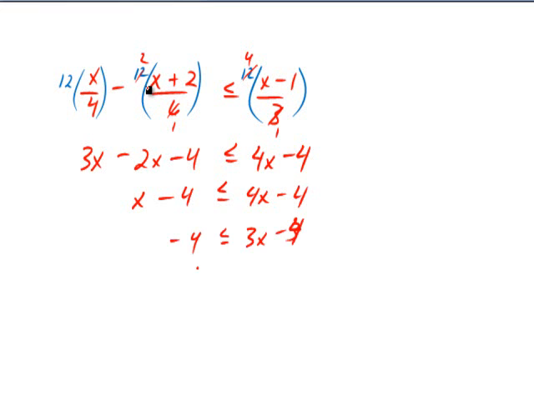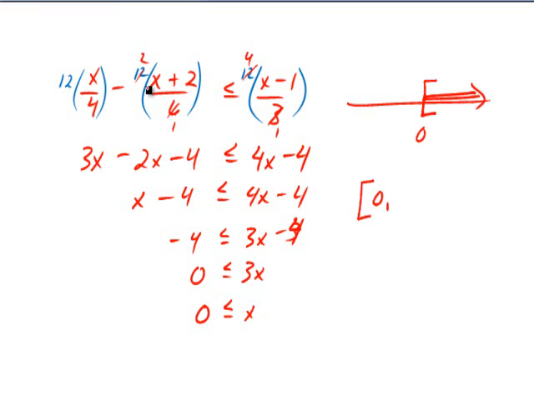I can add 4 to both sides, and I can divide by 3. My solution is, on a number line, x is greater than or equal to 0. Equal to 0 means bracket, greater than means graph to the right. And my interval notation would look like this. From 0, including 0, off to infinity, parenthesis on the infinity since we never reach infinity.